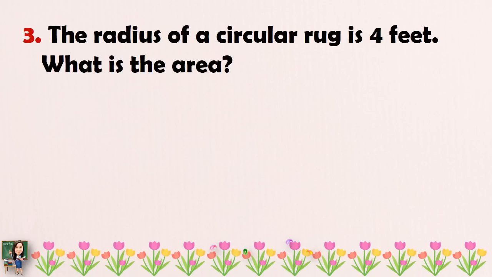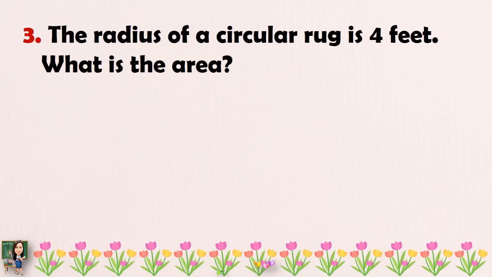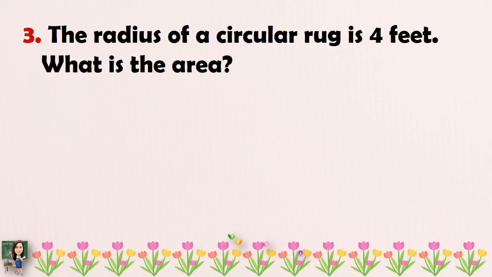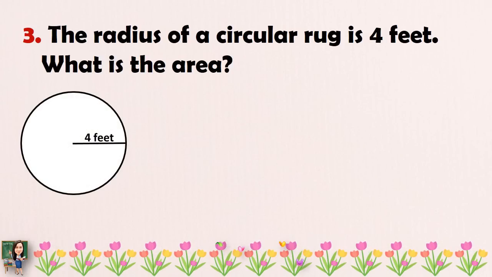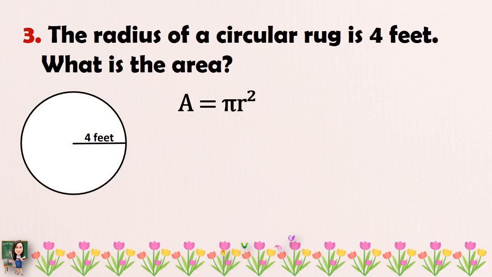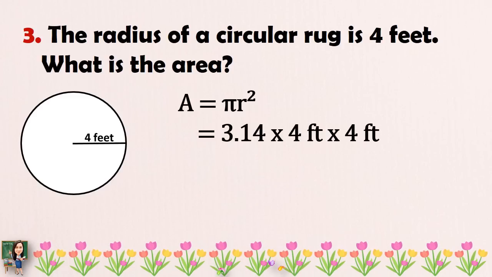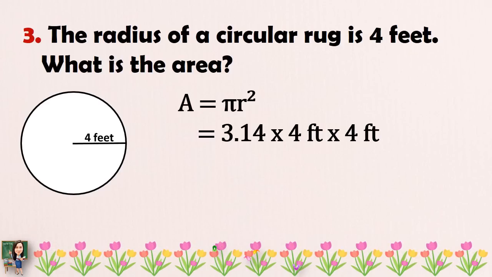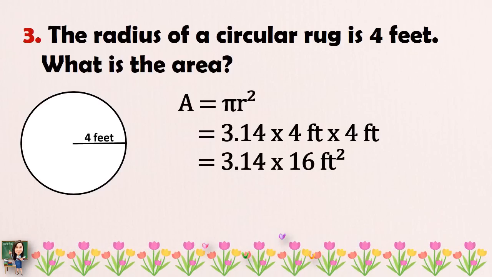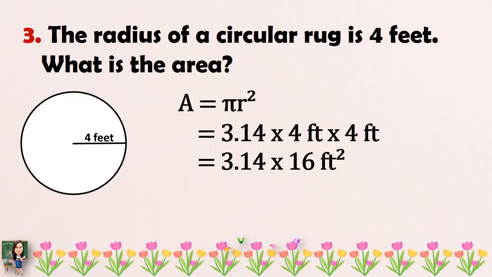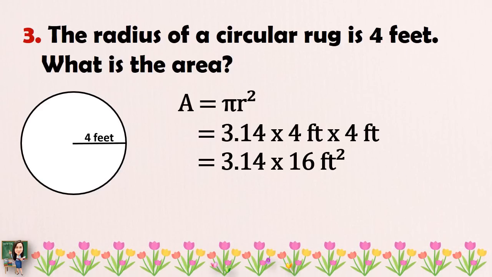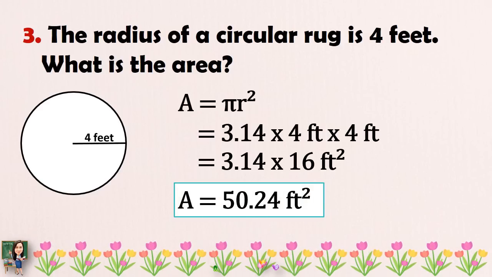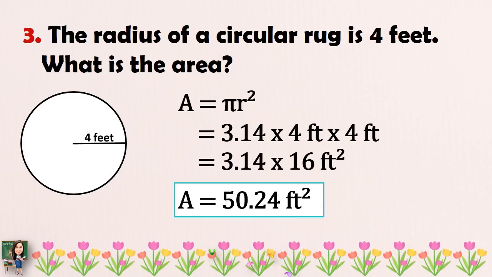Number 3. The radius of a circular rug is 4 feet. What is the area? So 4 feet is the radius. A equals pi r squared, or 3.14 times twice the measure of the radius, 4 feet times 4 feet. 4 times 4 equals 16 square feet. Now multiply 3.14 times 16 equals 50.24 square feet. This is the area of the circular rug.